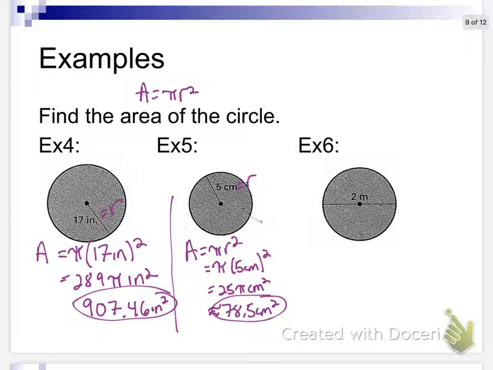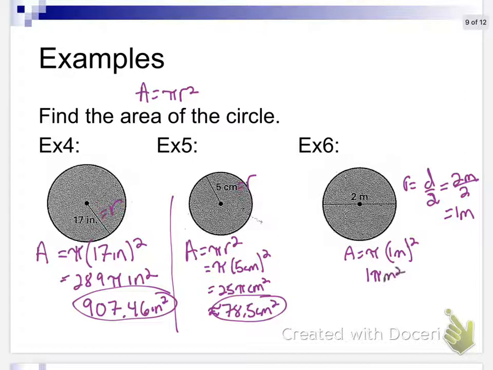Okay, and then the last one has a diameter in it. Well, the area formula has to be in reference to a radius. So remember, to find the radius, you just do diameter divided by 2. Our diameter here is 2 meters, so divided by 2 gives you 1 meter. So area equals pi r squared, 1 meter squared. That gives me 1 pi meters squared. Well, we know pi is approximately 3.14 meters squared.